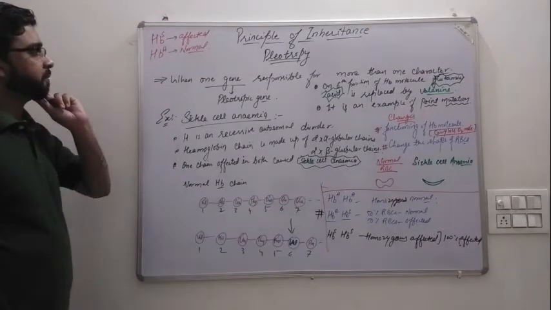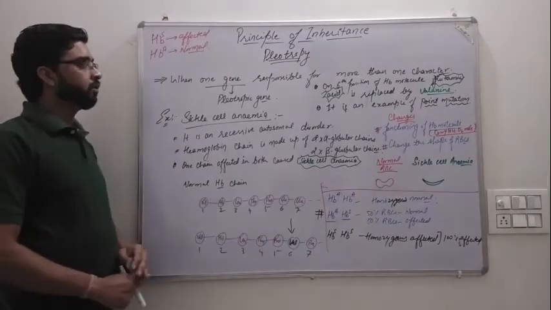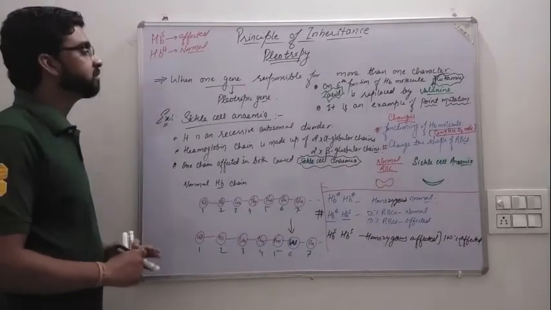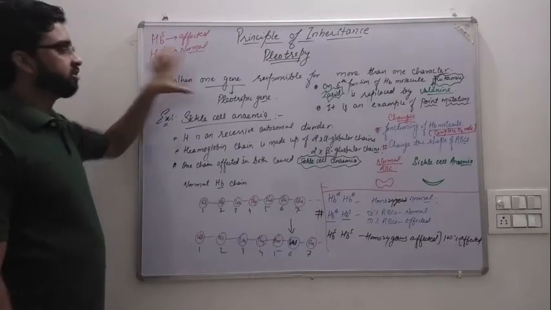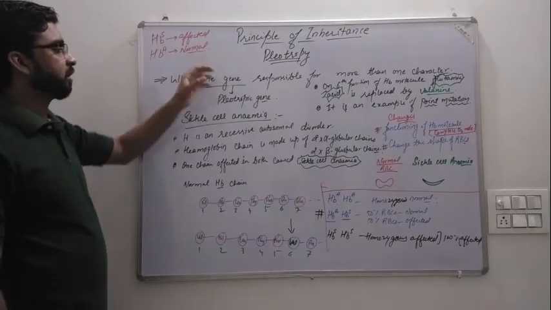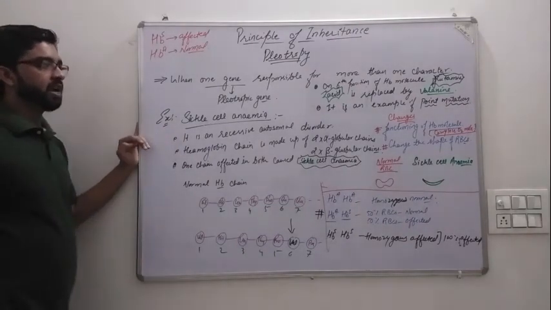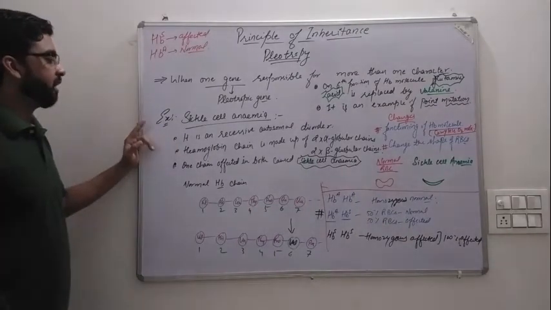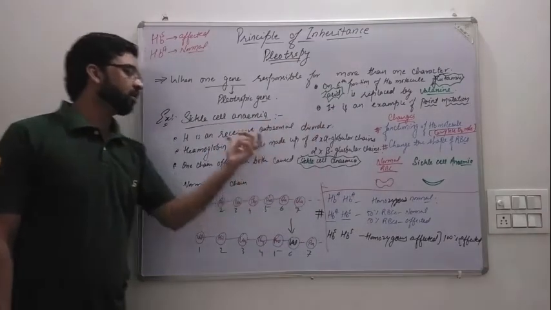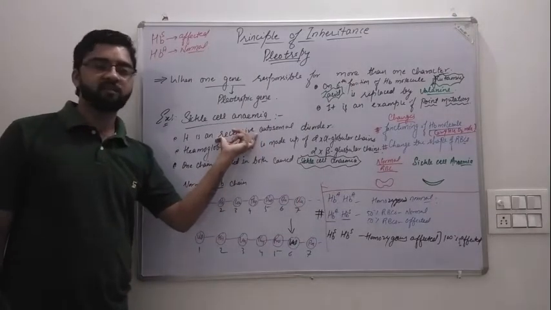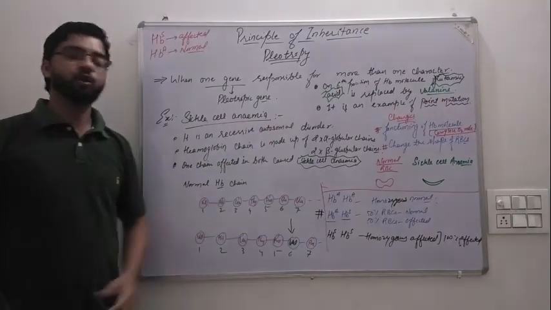First of all, pleiotropy: when one gene is responsible for more than one character and expresses more than one character, it is known as pleiotropy, and such genes are called pleiotropic genes. To explain pleiotropy, we took the example of sickle cell anemia. It's a recessive autosomal disorder, where recessive means never expressed in the presence of a dominant character.